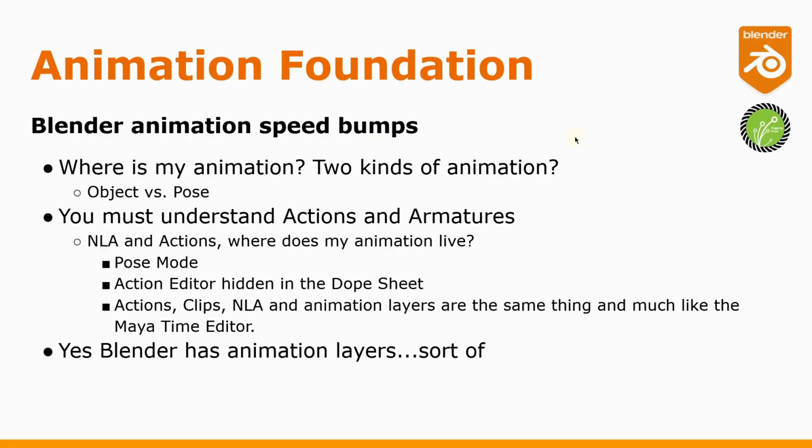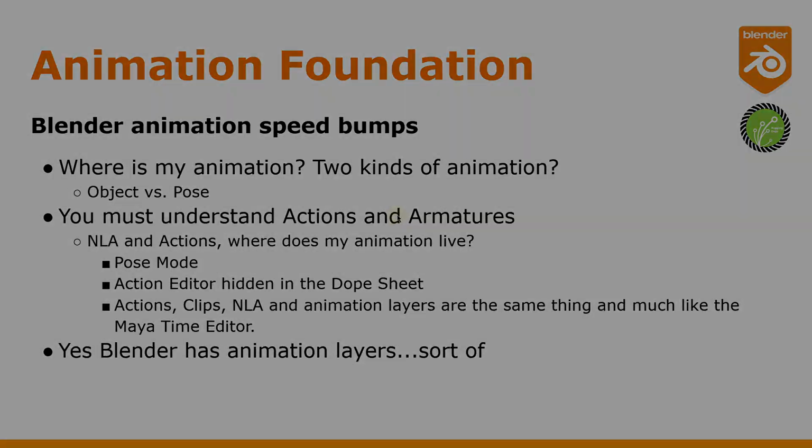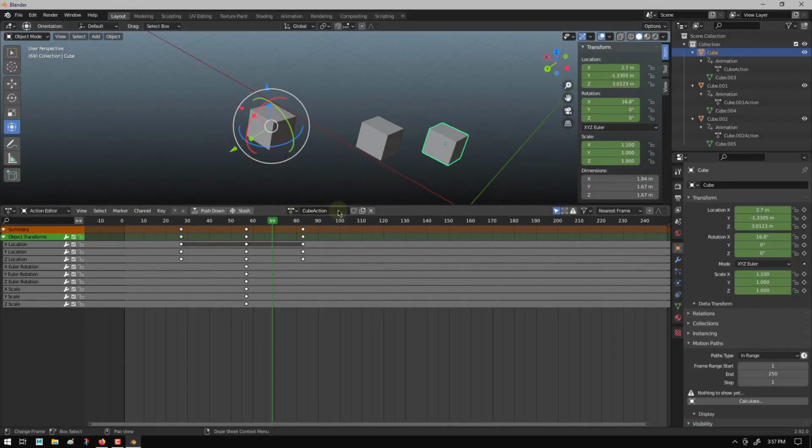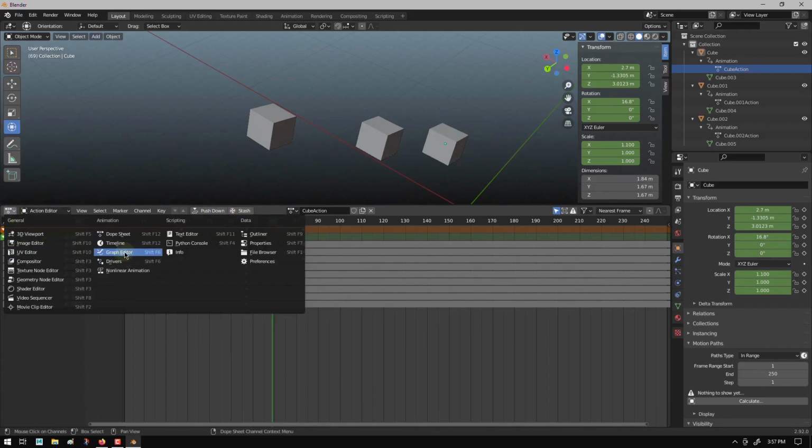Blender animation speed bumps. Where does my animation live? Two kinds of animation. For a character rig, it's going to be this mode called pose. Object animation lives at the object level. This is what you'd expect out of Maya's regular transform node. So the action editor lets you see and control what animation is assigned to these actions. Push down and stash are related to storing actions, but it really shows up in the NLA.